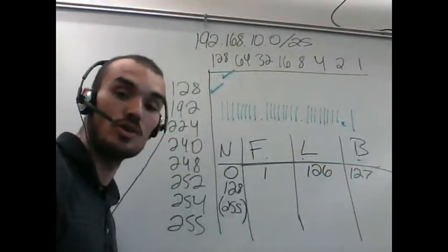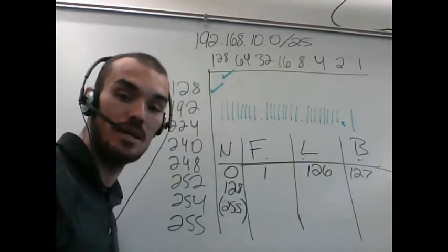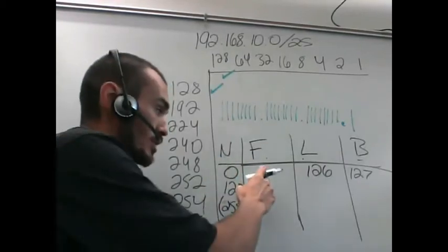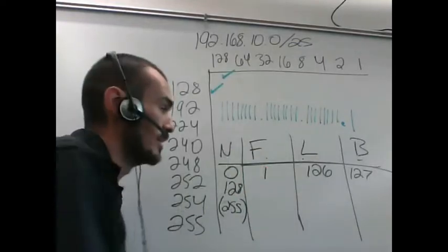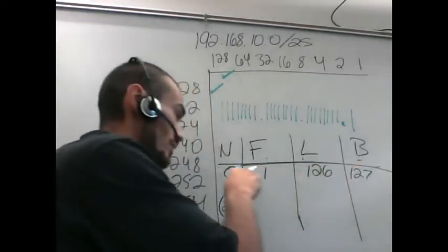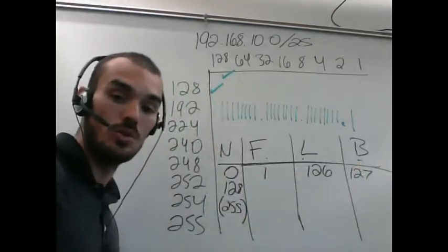So my very first network has been completely subnetted out. The network address is .0. The first usable host address is 1. The last usable address is 126. The broadcast address for this network is 127.